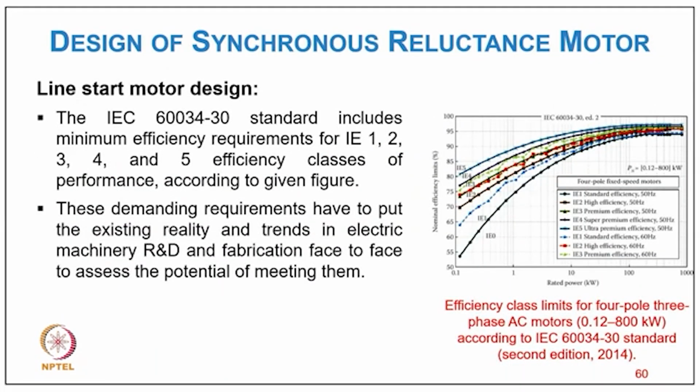You can see the IEC 60034-30 standard includes the minimum efficiency requirements of IE1, 2, 3, 4 and 5 efficiency classes of performance according to the given figures. As you can see in the figure, for different standards for 50 Hz and 60 Hz, the demanding requirements put the existing LED and transient electric machinery R&D and fabrication face to face to assess the potential of meeting them.